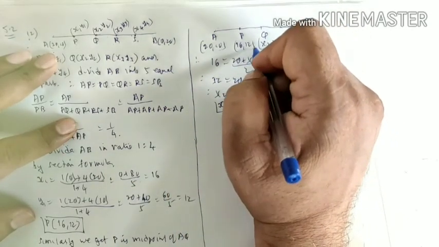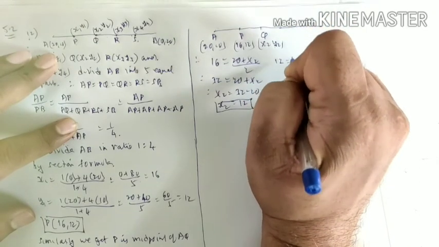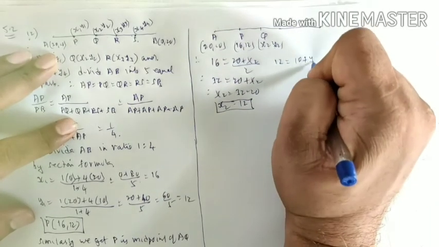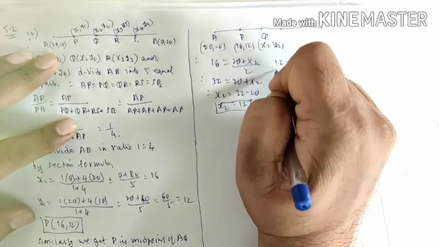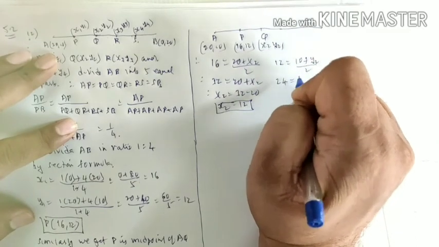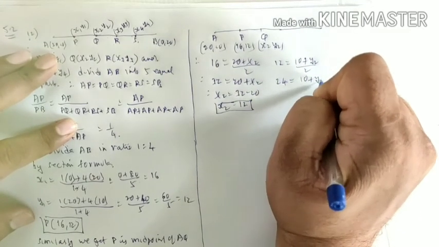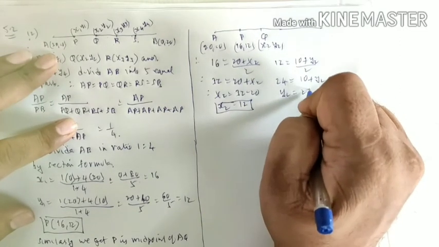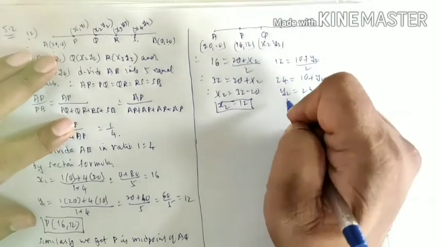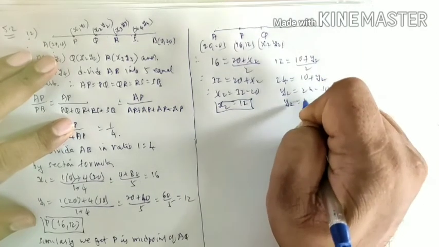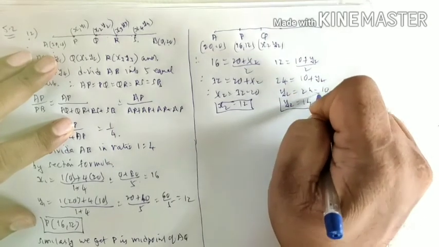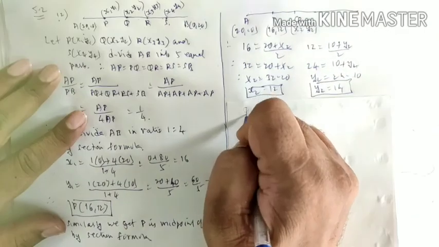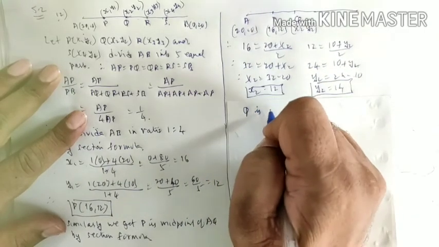Again for y coordinate we get 12 is equal to 10 plus y2 upon 2. Bringing 12 here, what we get? 24 is equal to 10 plus y2, or we get y2 is equal to 24 minus 10, or we get y2 is equal to 14. We got coordinate of Q.